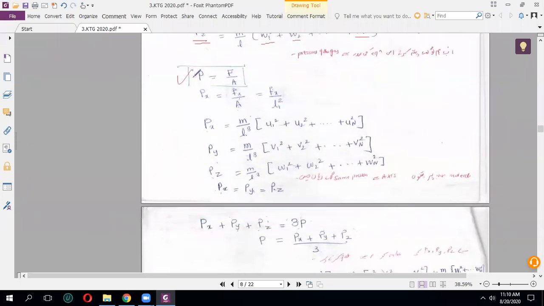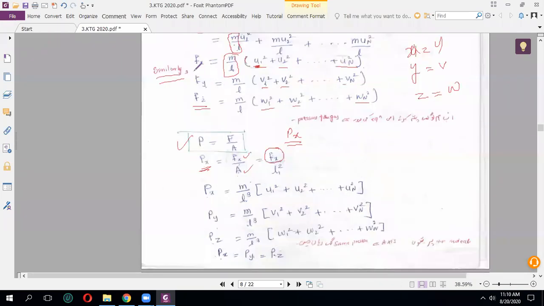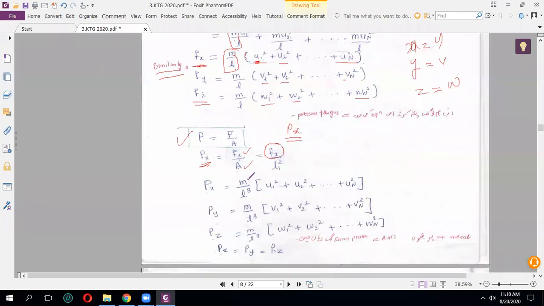Now we know the formula of pressure. What is the formula of pressure? Force upon area. So first we calculate the pressure in each direction. Px is equal to Fx upon area. We know the formula of area: length square. Correct now? And we have Fx. What is Fx? See here, we get Fx as m upon L, u1 square plus u2 square and so on. So we put it here. We already have L square, and one L is here too. Both L are multiplied, so what are we getting? m upon L cube. And the remaining part is the same; we just copy and paste this whole part here.